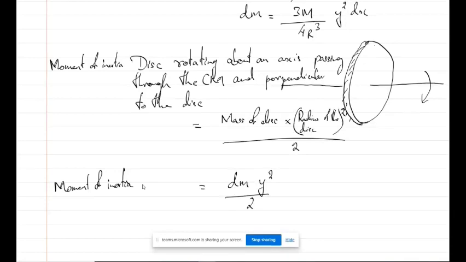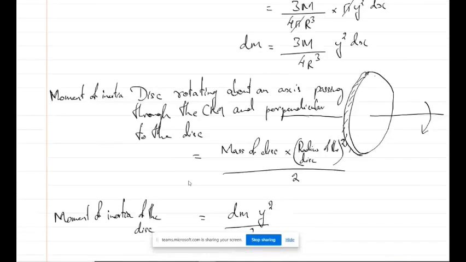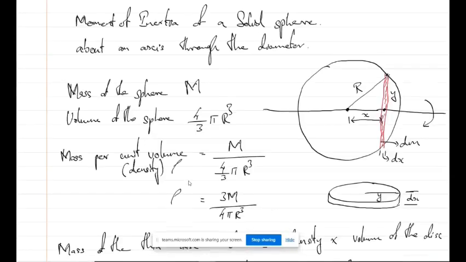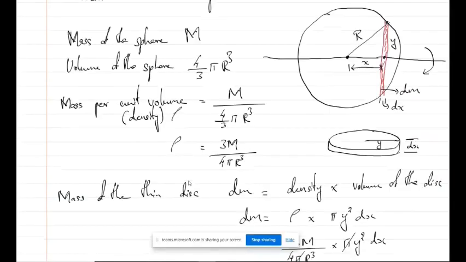We are not interested in the moment of inertia of the disk. We are interested in the moment of inertia of the sphere. But the sphere is made up of a large number of disks of various radii. If you start from a very small disk and keep increasing the radius, that will give you a hemisphere, and doing the opposite, starting from a bigger one and going to a small one, will give you the other hemisphere. Together, that gives you a complete sphere.